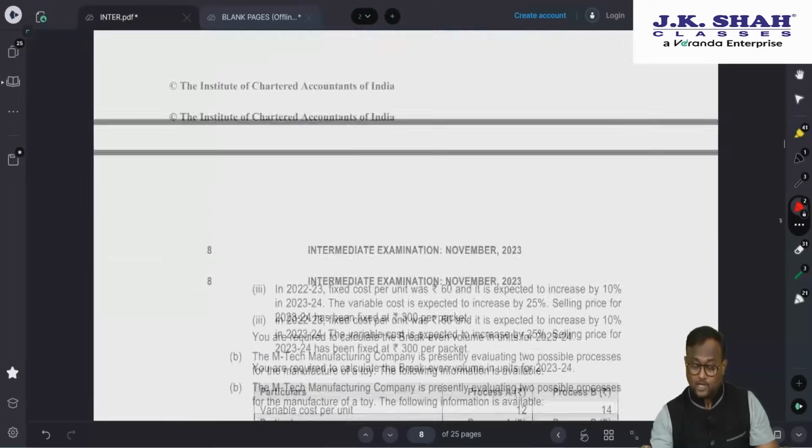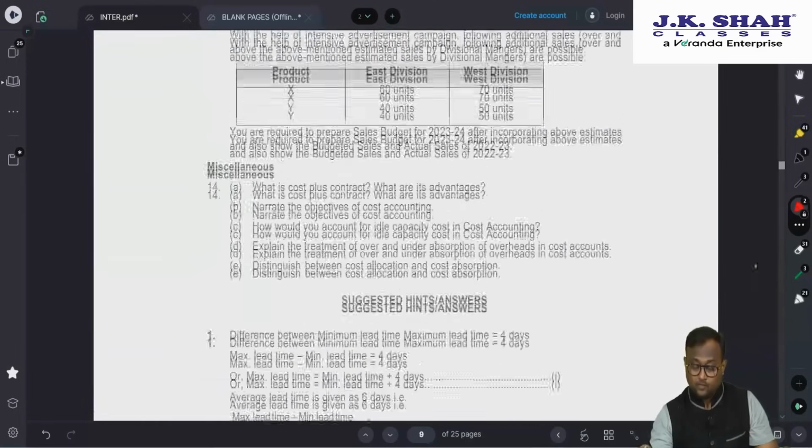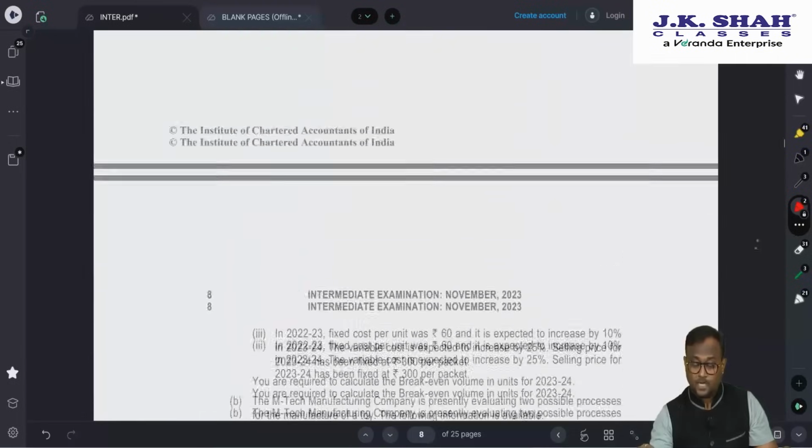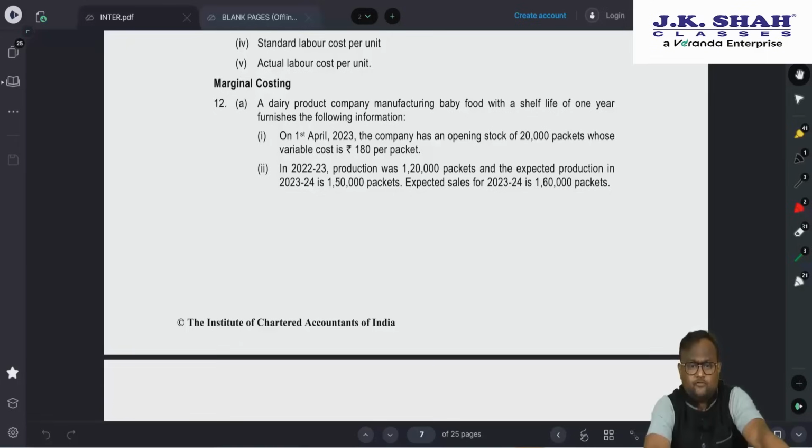Now, we have marginal and budgetary left with us. Question number 12. A dairy product company manufacturing baby food with a shelf life of 1 year furnishes the following information.